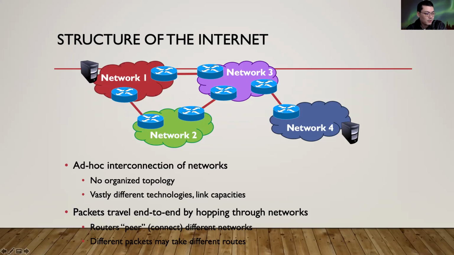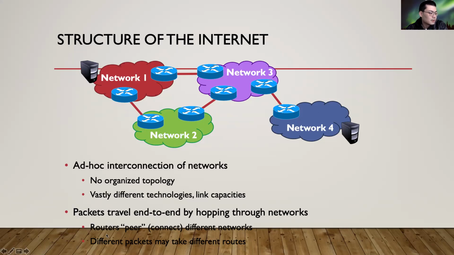The packets travel end to end by hopping through the network, which means, for example, you have a host here and a host there, and the packet travels end to end. Above the network layer, you don't care about what's happening in the middle. The routing is fully handled in the network layer. After that, you just think about the sending host and the receiving host.